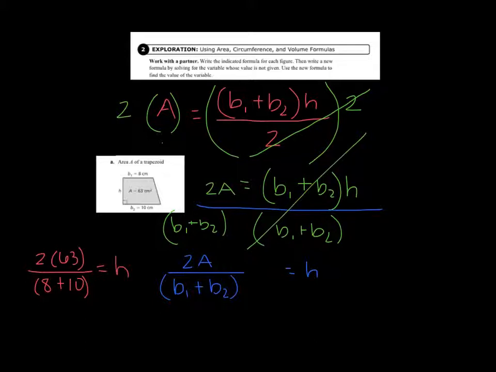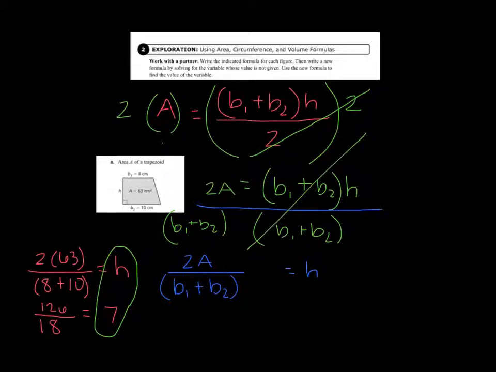So whenever I do that, I'm going to multiply 2 times 63, which is 126. And I'm going to divide that by 8 plus 10, which is 18. And 126 divided by 18 is 7. So I know that the height of this trapezoid is equal to 7.